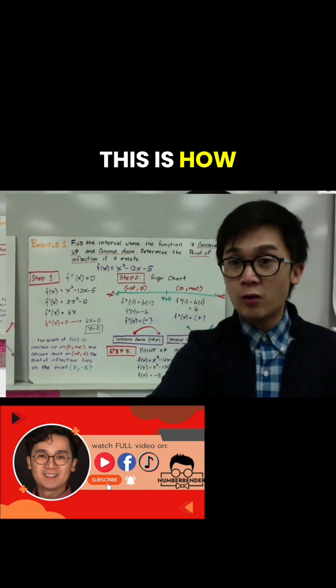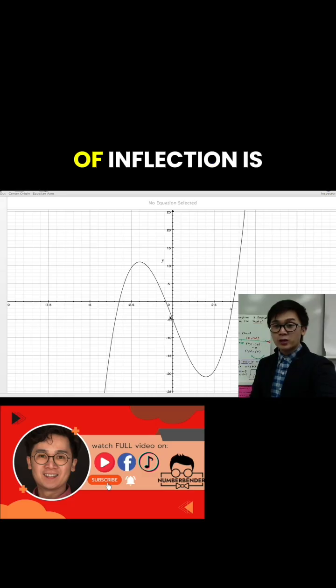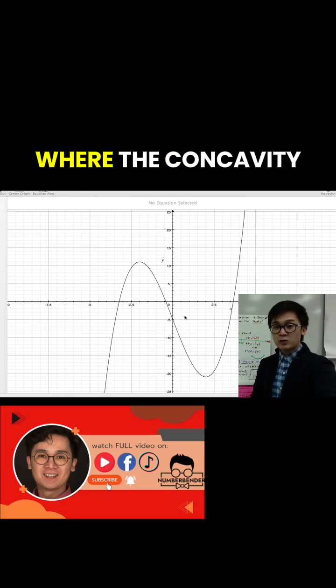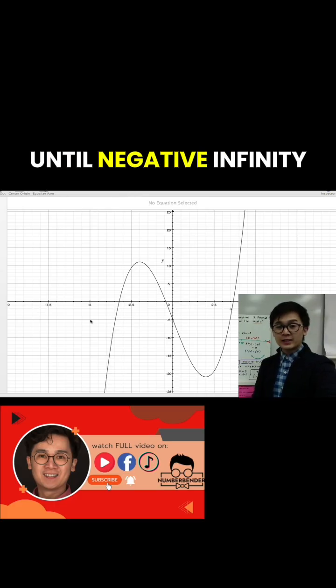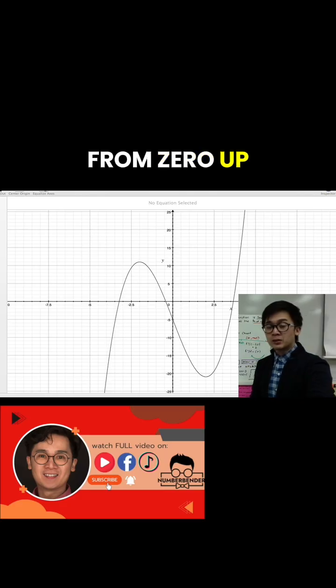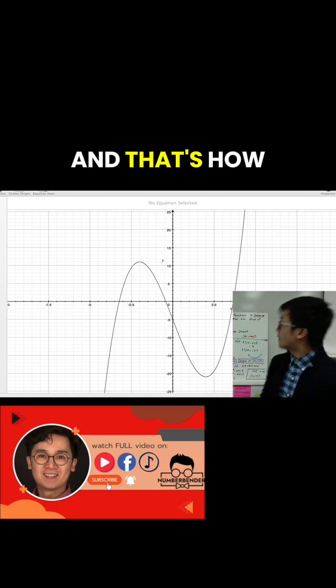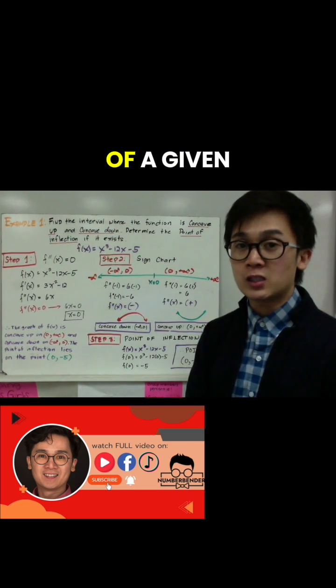And this is how the graph of this function looks like. So if you'll notice, the point of inflection is right here where the concavity is changing at 0 and negative 5, and we know that the function is concave down from 0 up until negative infinity, and it's concave up because the water is filling in right here from 0 up until positive infinity. And that's how we use the second derivative to find the concavity and the point of inflection of a given function.